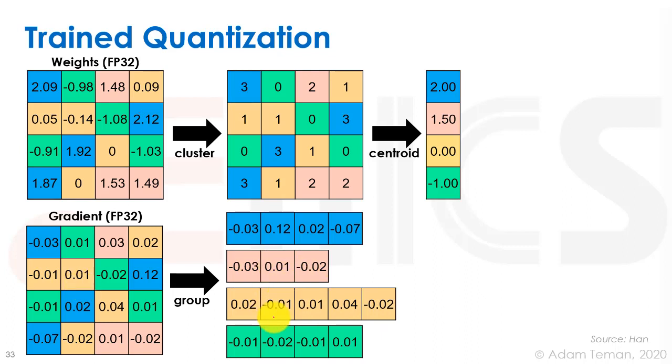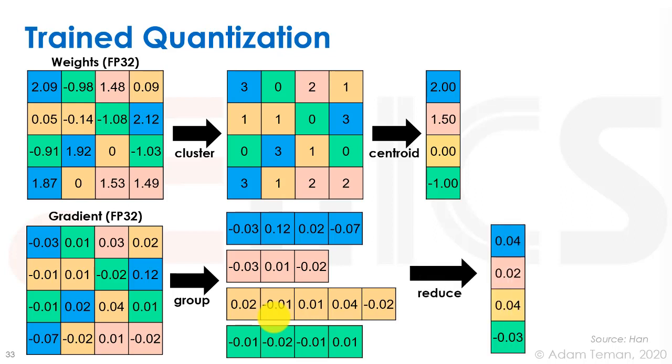Okay, now what we're going to do is reduce, which means we just add these gradients together. For the blue group, the reduced gradient is 0.04, for the red group it's 0.02, for the yellow group 0.04, and for the green group it's -0.03.